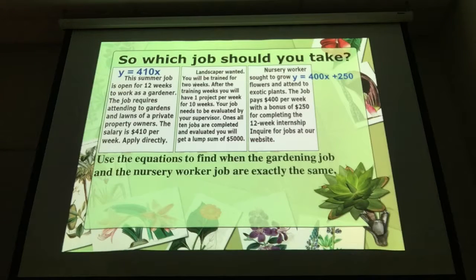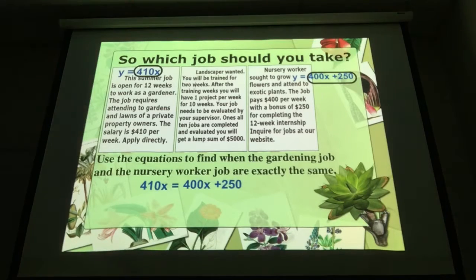Now, it's really easy to do that because you see how this Y equals 410X. This Y over here equals 400X plus 250. It's really easy to do this. All you need to do is set those equal to each other. And then by setting them equal to each other, you now can find out the exact number of weeks because you can solve this for X. I'm going to let you guys go ahead and solve it for X on your own. Go ahead and do that.